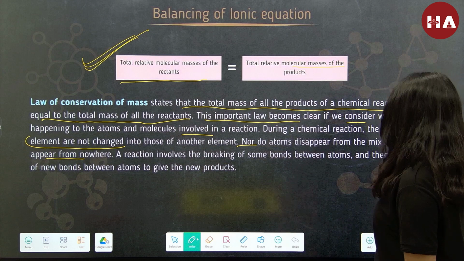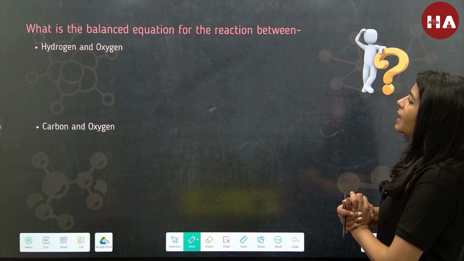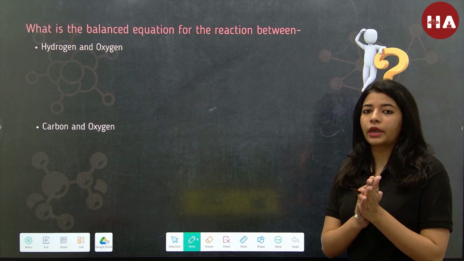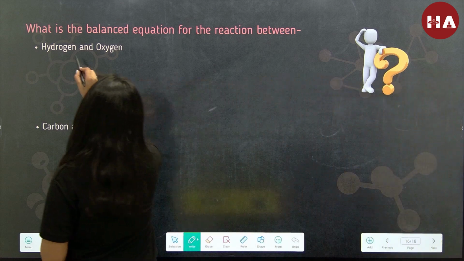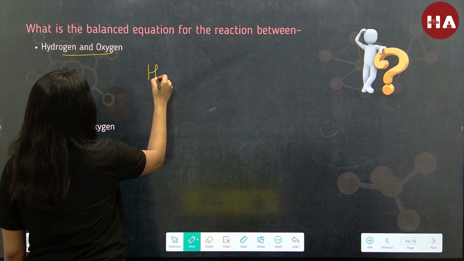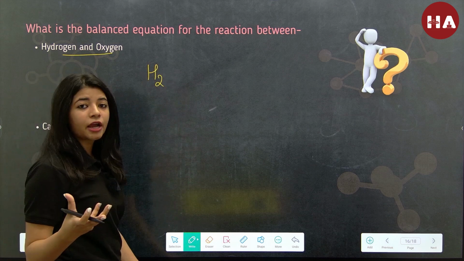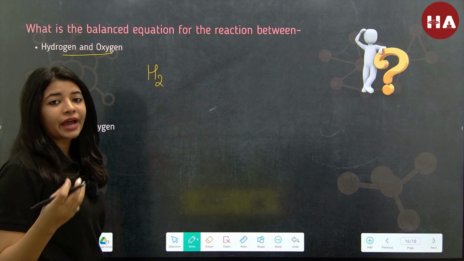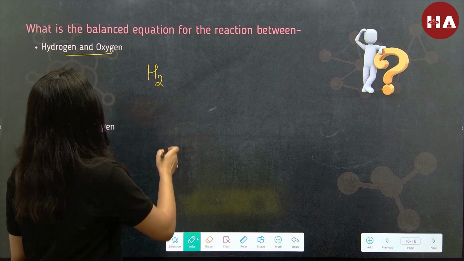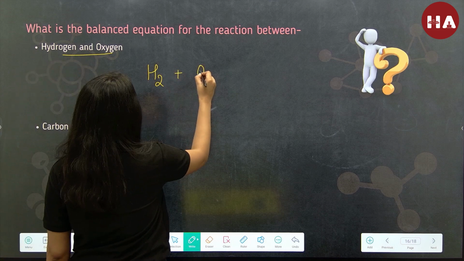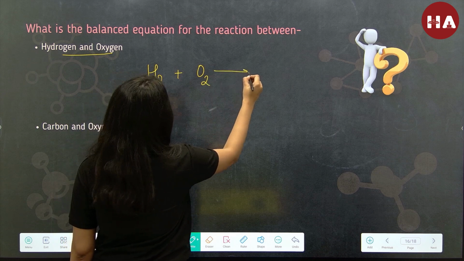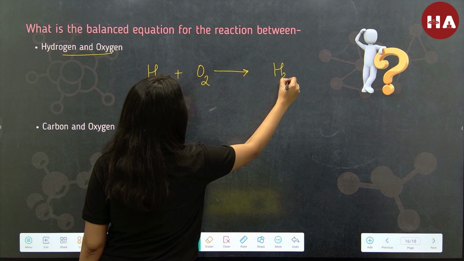Okay, so let's move on. What is the balanced equation for the reaction below? Let's try one question. Hydrogen oxygen reaction is given to you. So H is H2. We know that hydrogen is always present in the form of a diatomic molecule for it to be stable. Plus oxygen is O2. This will form H2O, right?